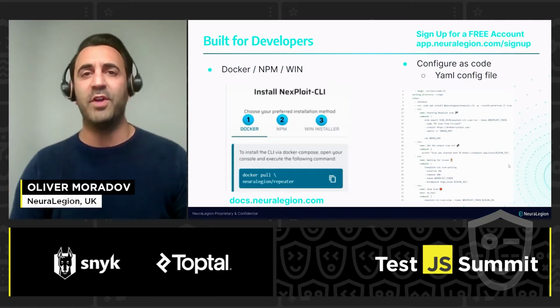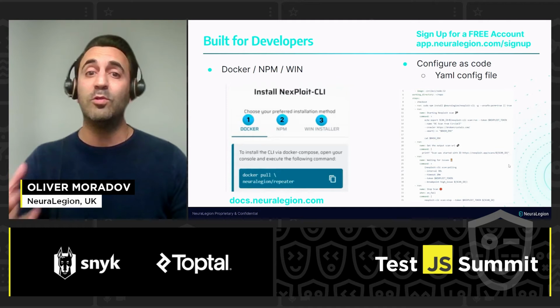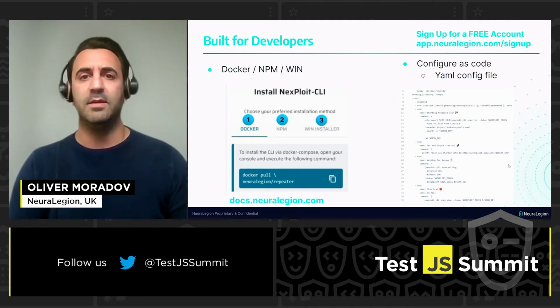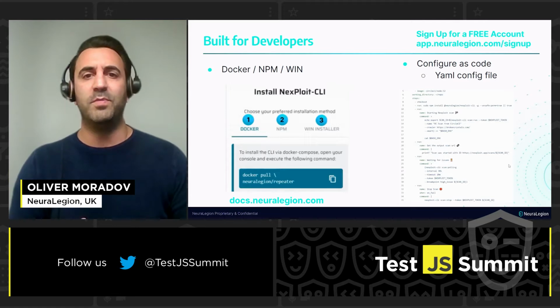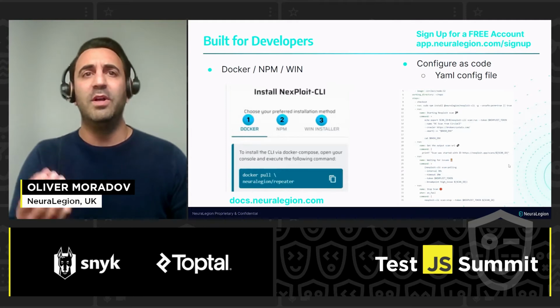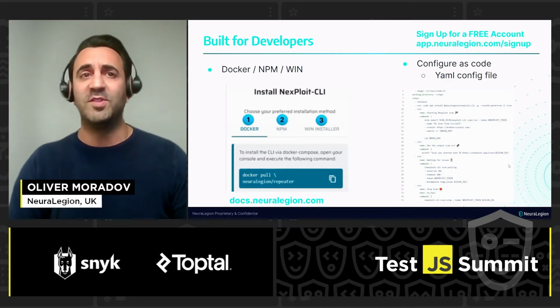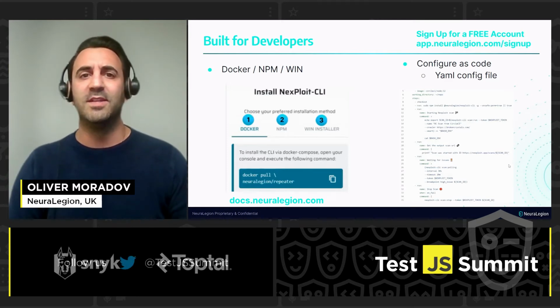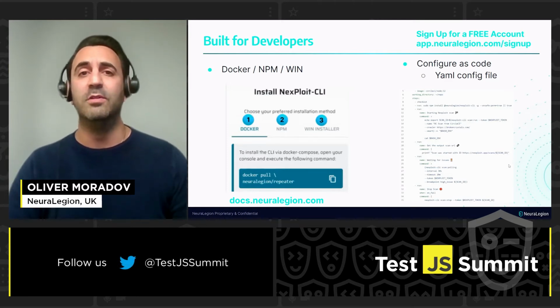Now, if you sign up for our free account, you'll see this very, very nice UI, but you'll also immediately notice that you can run scans via the CLI, repeater installed via Docker Compose, NPM, Win, and can actually configure your scans as code with global YAML configuration-based files integrated into your CI/CD. For more info, you can obviously go and see our docs for a full command list, so you can actually stay in your terminal to manage these scans.